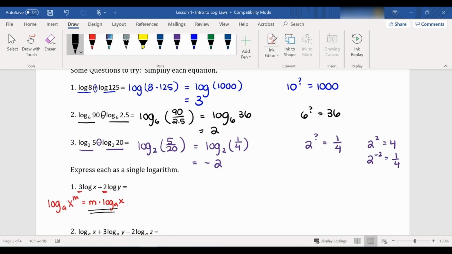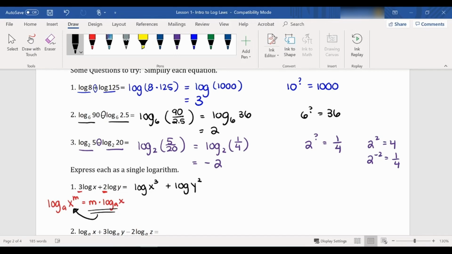So we have it in this format here. Our m in this first one is a 3. Our a would be 10. There's no base written, so we assume 10. So I can rewrite this first term as log base 10 of x to the 3. I can bring that outside number m back up and turn it back into this form. I can do the same thing with the next term and bring that 2 back up.